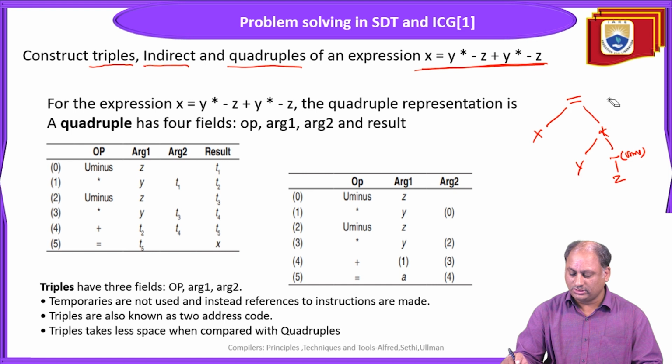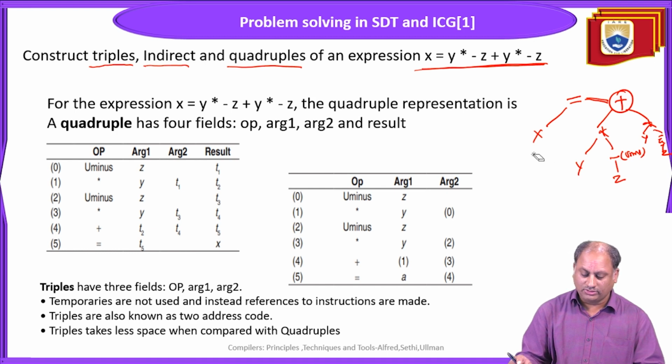To the plus here, y star minus z, if you consider the plus as the root and leaf node, and to the plus and to the right also we are having y star minus z. Like this we can represent the DAG representation.